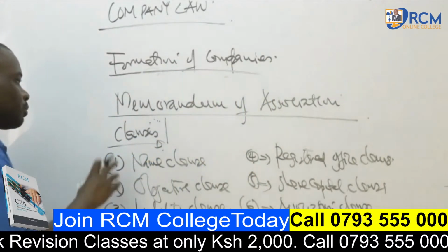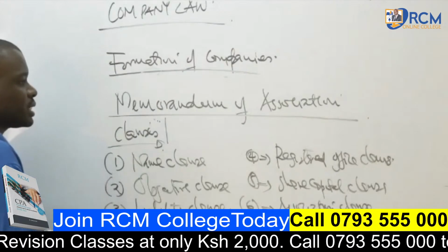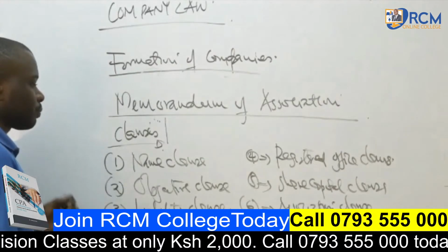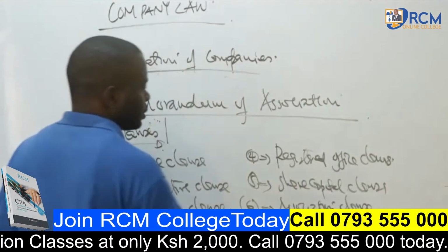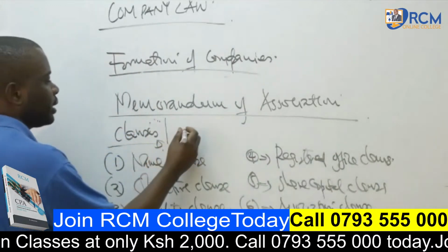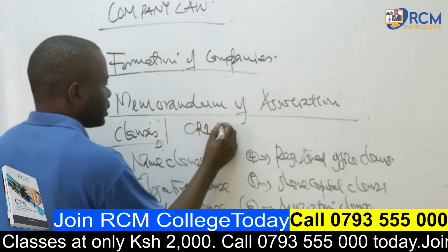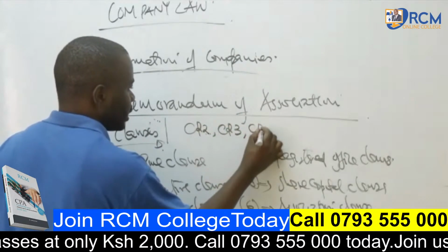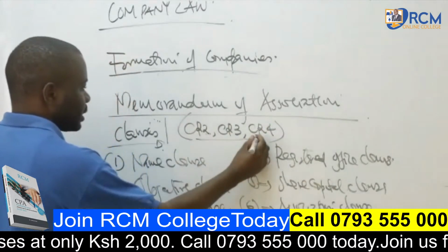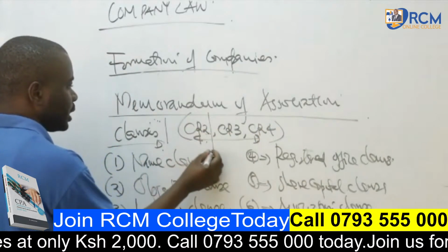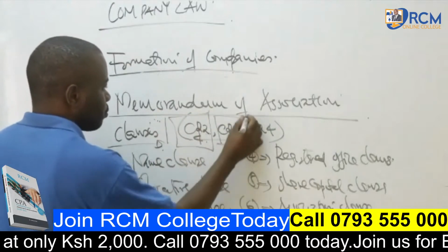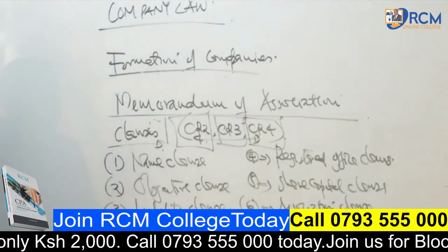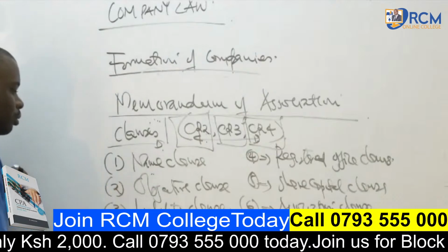But we've said this is the one that was being prepared under the previous Companies Act. So in this case, these details can be captured by either form CR1, CR2, CR3, or CR4 as per the current Companies Act. All these details can be captured in these particular forms that are submitted when you are registering your company.